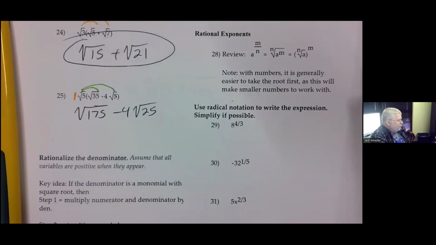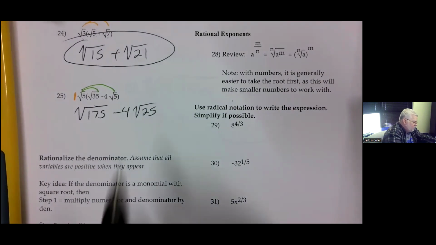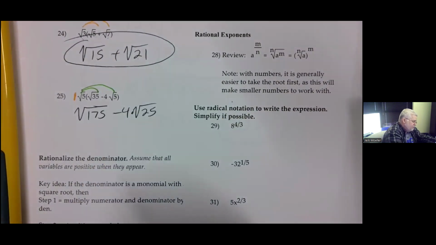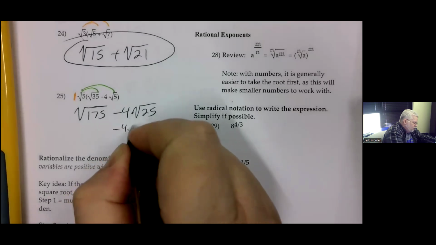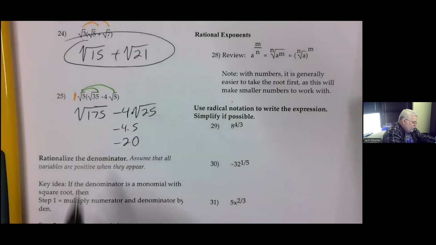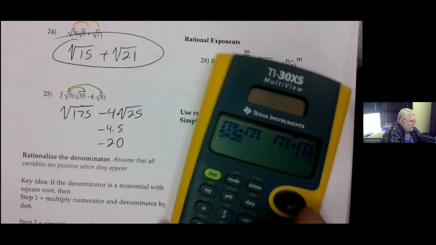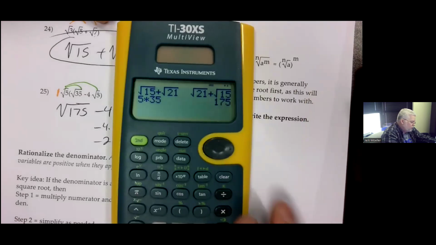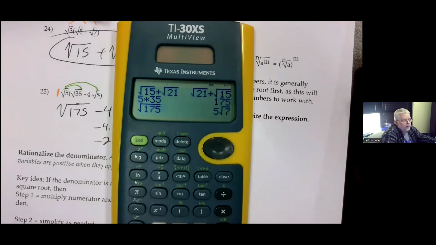Are we done? Well, we don't know until we try to simplify. I'm hoping that you look at square root of 25 and recognize that's 5. So we have -4 times 5, so that's going to be -20. All right, does square root of 175 simplify? Once you get into those triple digit numbers, again, I'm okay with you kind of going to the calculator. The square root of 175 is 5 square root of 7.